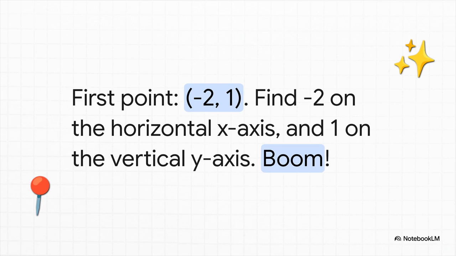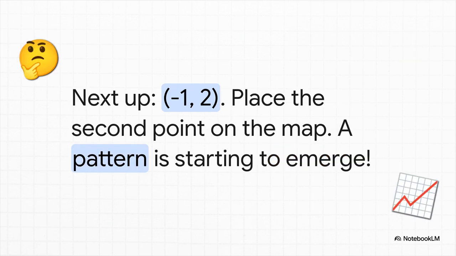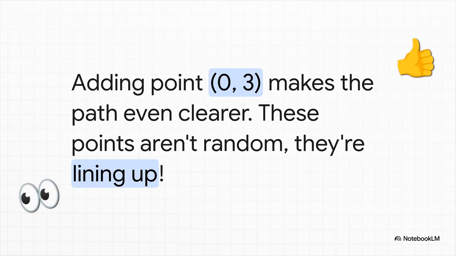Okay, let's get our first point up there. We're starting with (-2, 1). That just means we go to -2 on the horizontal x-axis and then up to 1 on the vertical y-axis. And boom, our first character is on the stage. Now for the next one, (-1, 2). Let's place it on the graph. You can already start to see a direction emerging, can't you? A path is starting to form. And when we add our third point at (0, 3), that path becomes undeniable. These points aren't random at all. They're lining up perfectly, just like our rule told them to.